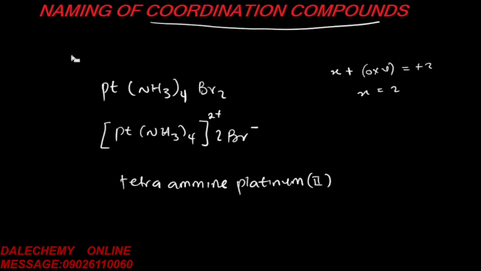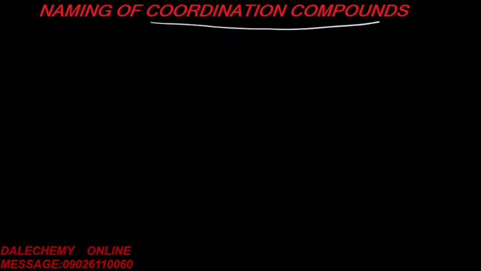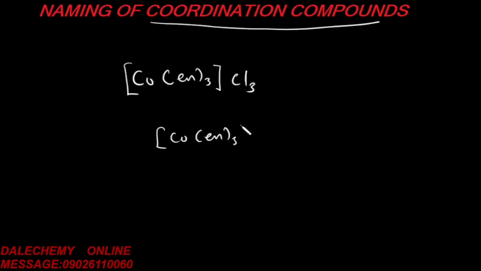Now let's look at another example. So let's say we have [Co(en)3]Cl3. So we should have [Co(en)3] and we should have Cl, 3 of them, minus. Okay, let me just separate them a bit. So we have 3 Cl minus. So this should have 3 plus. So you have to name the positive end before the negative end.